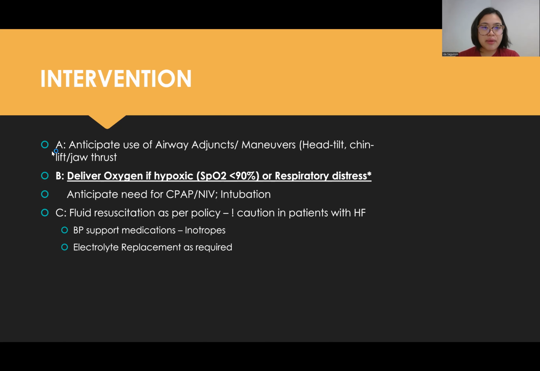Deliver oxygen if hypoxic. If the patient's SATS is less than 90%, or if the patient is in obvious respiratory distress, we start oxygen. We anticipate the need for CPAP, NIV, or intubation. CPAP will likely be started for a patient who had aspiration pneumonia first. But then again, since we're in critical care with patients who have varying degrees of needs, we might also need NIV or intubation.